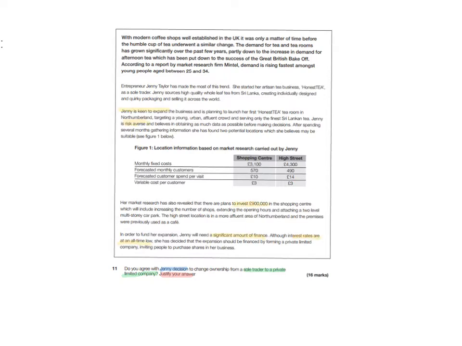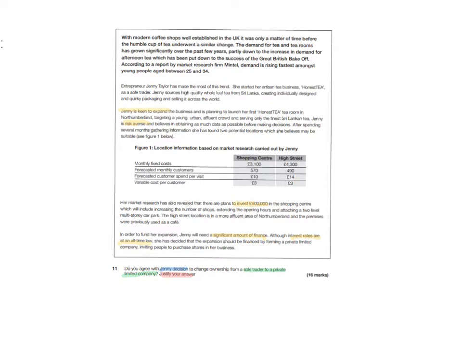So I've gone through the case study and picked out points that I think could relate to certain analytical points that I could use. The first one I'm going to consider is that Jenny is keen to expand. That is her aim. If we think about a sole trader, can she expand as a sole trader? It might be difficult to.